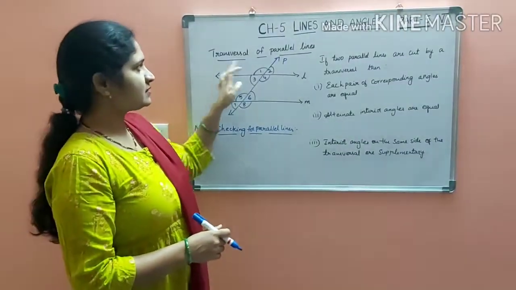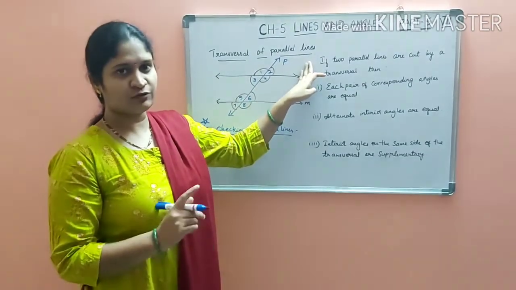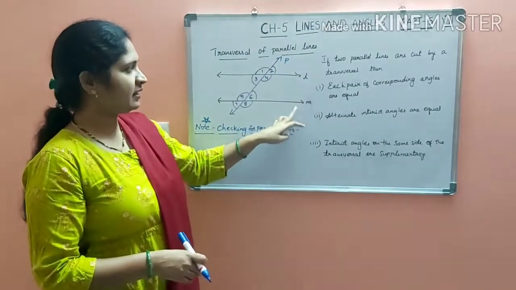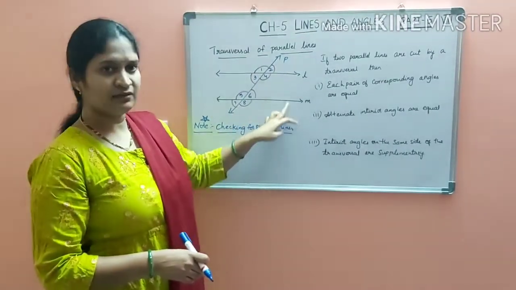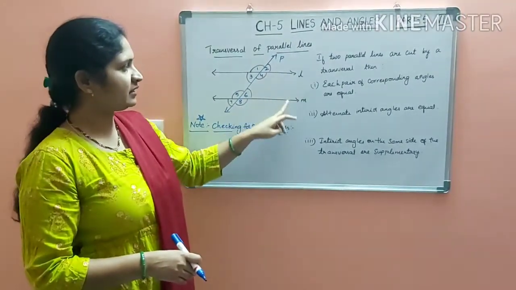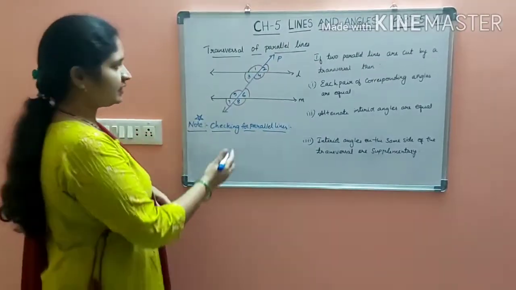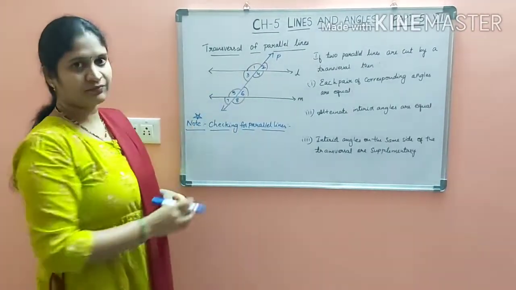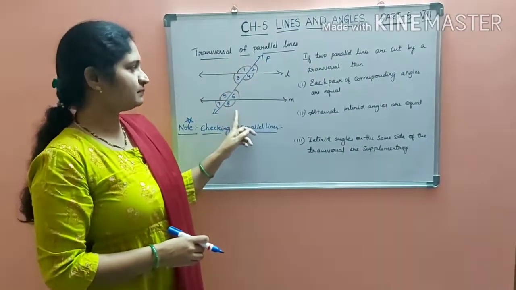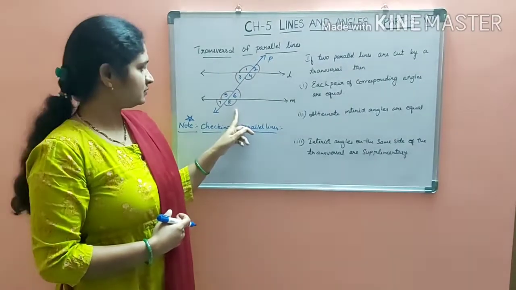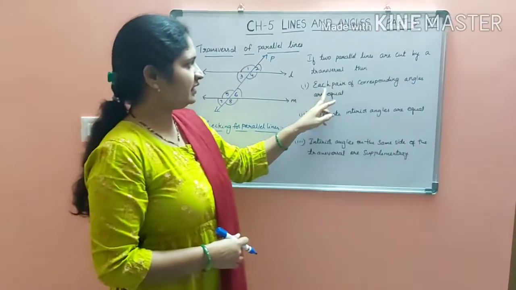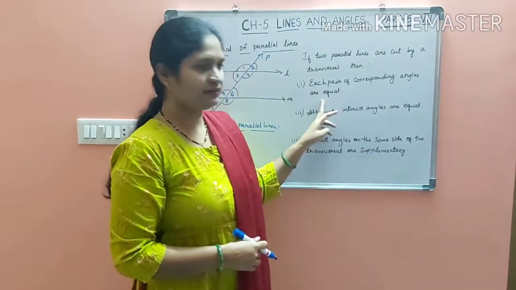Next children, transversal of parallel lines. Before we saw transversal of any two lines, right? Here I am taking line L and line M are parallel lines, and P is the transversal that passes through these two lines L and M. Similarly, we have 8 angles formed here. So, if L and M are parallel lines and a transversal passes through these two parallel lines, then we have the following facts. First fact children, each pair of corresponding angles are equal.